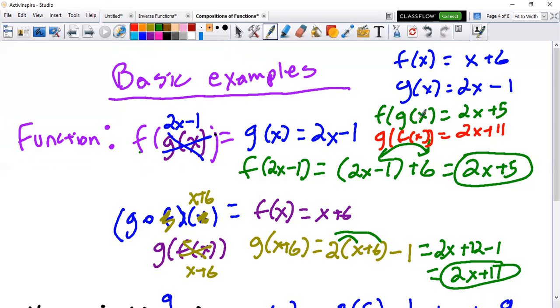I forgot to put the x's out of parentheses. I just realized that. I'd have written it like that instead, g of f of x. But hopefully you get it.